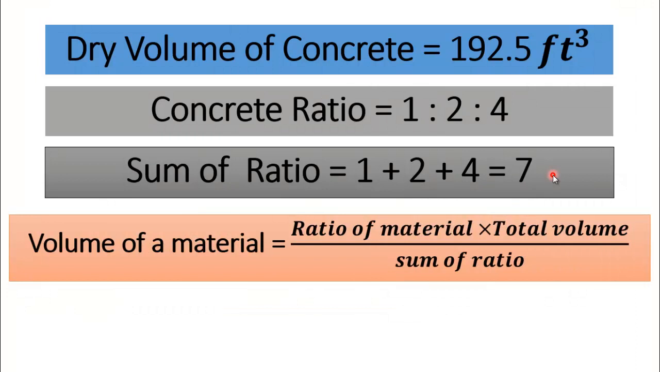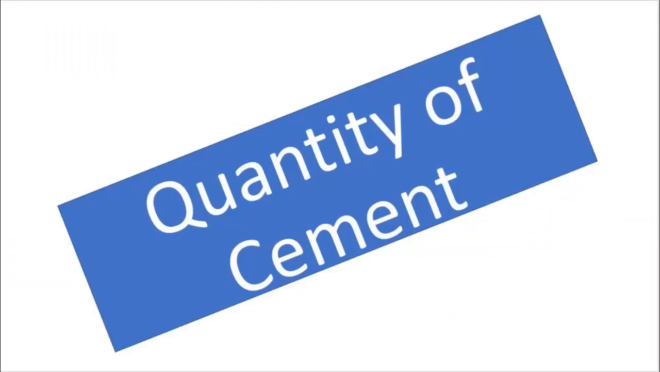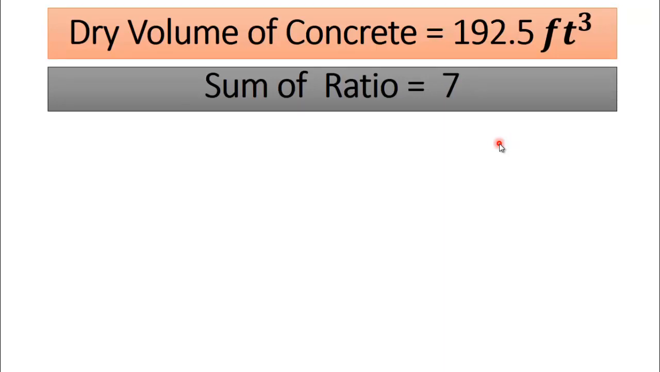Now we can calculate the volume of a specific material by using this formula: volume of a material is equal to the ratio of material. Here for cement the ratio is 1, for sand it is 2, for coarse aggregate it is 4, multiplied by the total volume of concrete. The total volume of concrete in this case is 192.5 cubic feet, divided by the sum of ratio which we have calculated and its value is 7. Now first we will find the quantity of cement. Dry volume of concrete is 192.5 cubic feet and sum of ratio is 7.